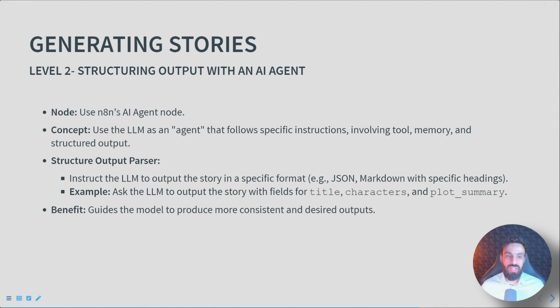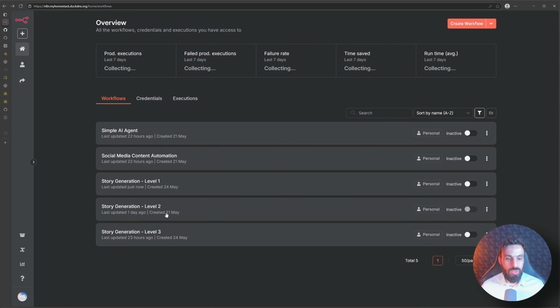So we'll use now an AI agent node instead of the OpenAI node, and we will use a structured output parser. This is a method of enforcing a specific desired output from the model. So it's not just that we are nicely asking, we are enforcing a specific format. And if the agent doesn't output it like that, then it's going to error out and the agent needs to redo it again. So let's go to the level 2 workflow.